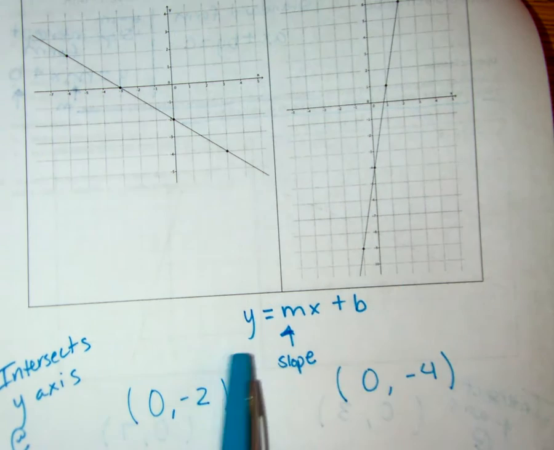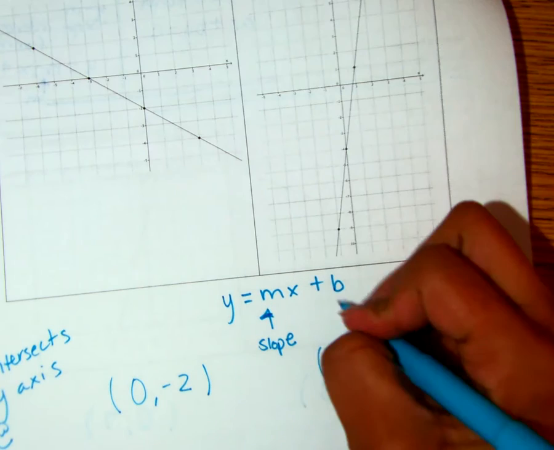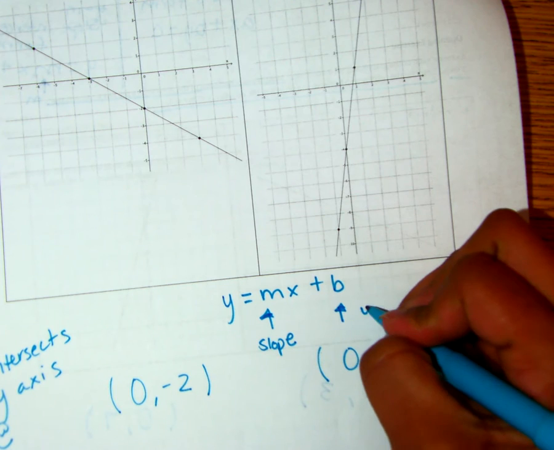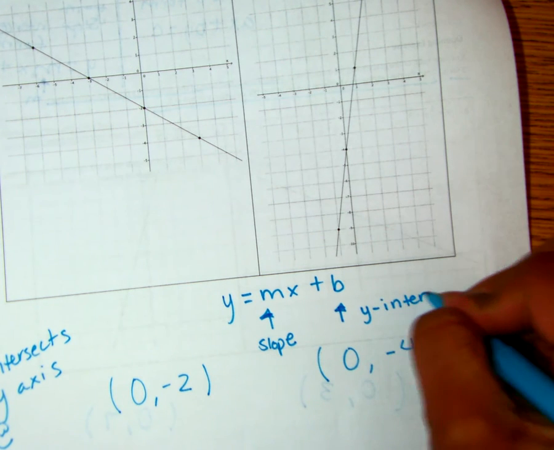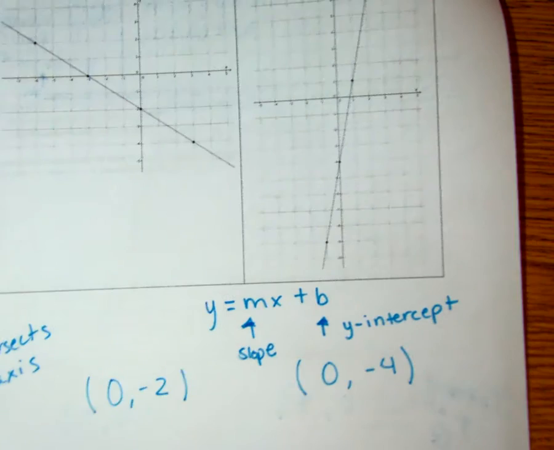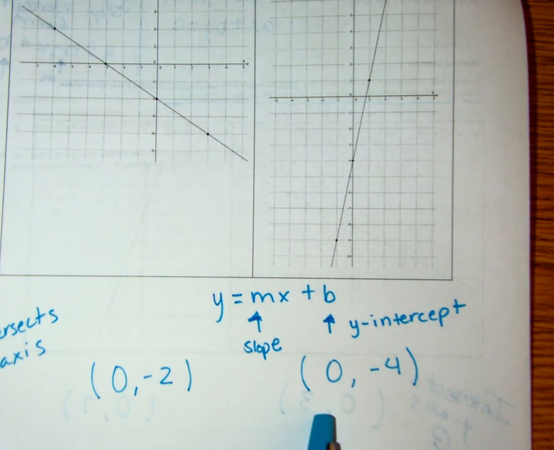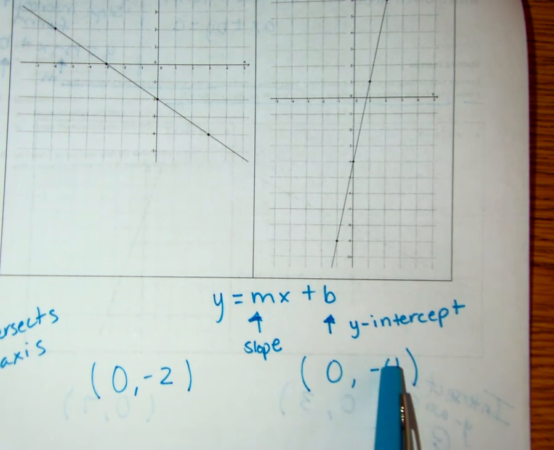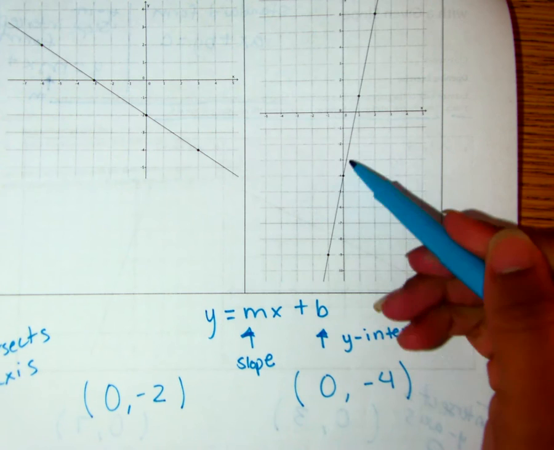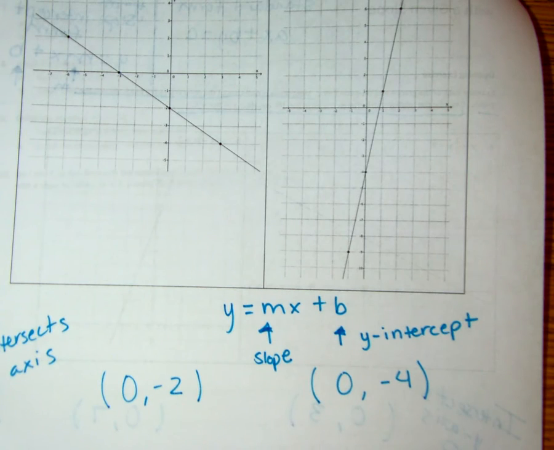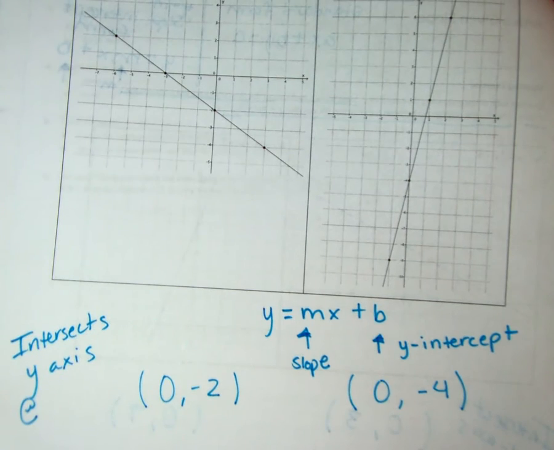X and Y are going to be points on the graph, and that variable b is going to be our y-intercept. So the y-intercept will always have an x-coordinate of 0, and the y-coordinate will be exactly where it crosses the x-axis. Answer a quick question about the y-intercept, and then click continue.